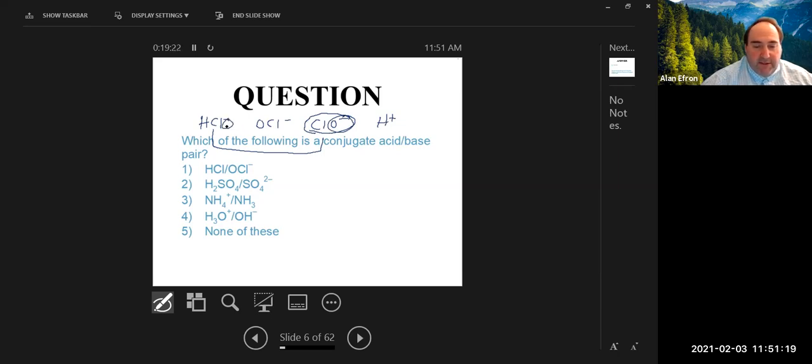This one does have oxygen. So this would not be a pair. Again, although there is a difference of one H plus, it is also a difference of an oxygen, so they would not be pairs.